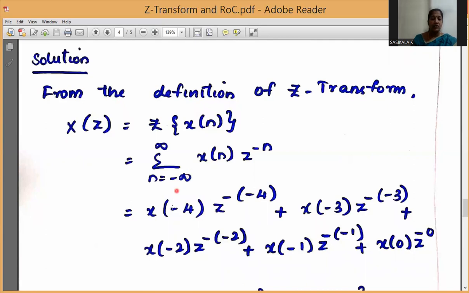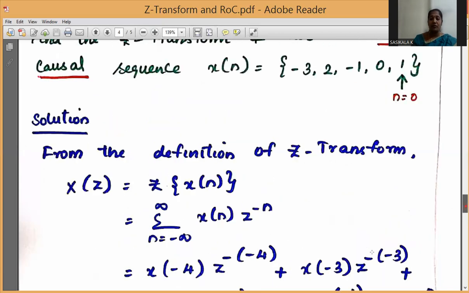Now first substitute the values for n. So x of minus 4 into z power, already you will be having minus, and here my n value is minus 4. So minus of minus 4 plus x of minus 3 into z power minus of minus 3 plus x of minus 2 into z power minus of minus 2 plus x of minus 1 into z power minus of minus 1 plus x of 0 into z power minus 0. Now what you have to do is you need to find out the values of x of minus 4, x of minus 3, x of minus 2, x of minus 1 and x of 0. So all these things you can get from your problem.